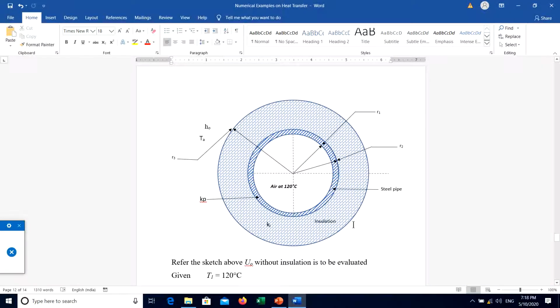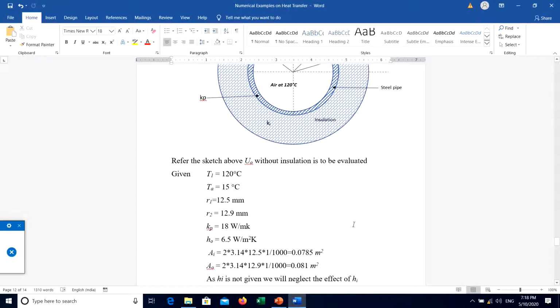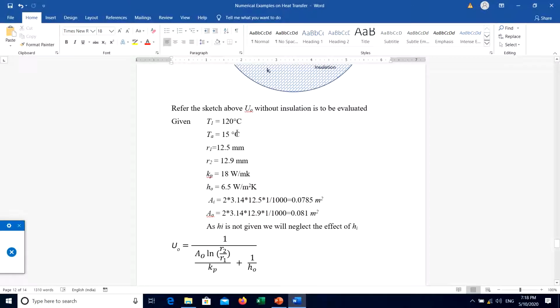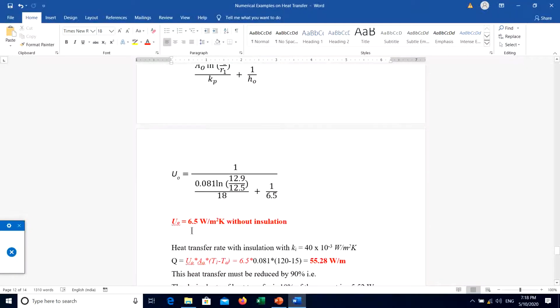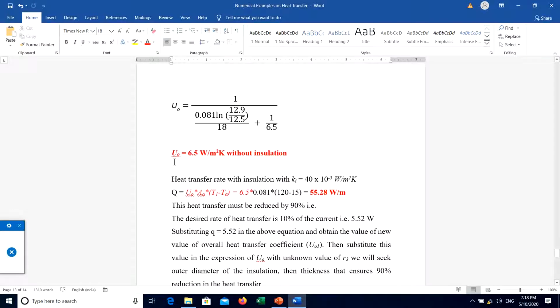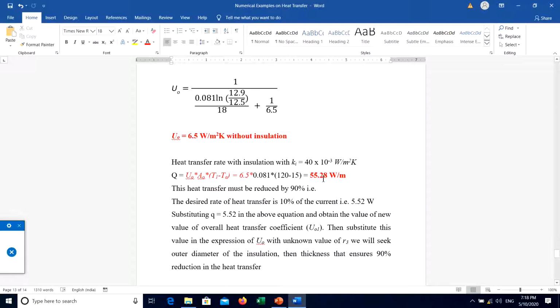Now we have to calculate first the heat transfer without insulation. So if you calculate the rate of heat transfer without insulation with all these equations and all these parameters, if you substitute the parameters here, only pipe and outer heat transfer coefficient, so no insulation is added here. So R2 and R1, only pipe and kp. If you substitute here, the overall heat transfer coefficient comes out to be 6.5 watt per meter square Kelvin without insulation. So with this Uo, if you calculate the heat transfer rate without insulation, it comes out to be 55.28.